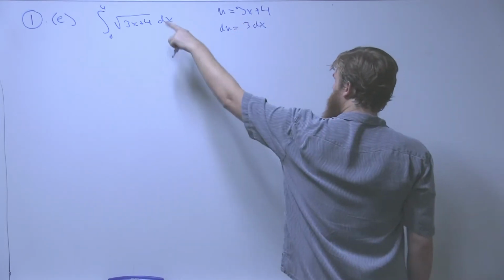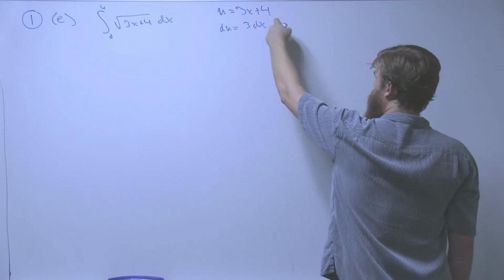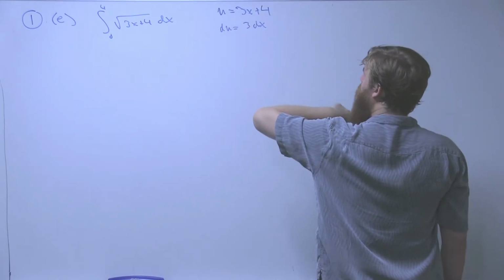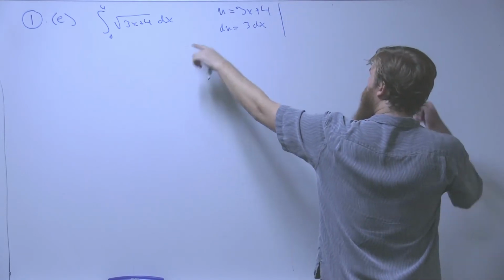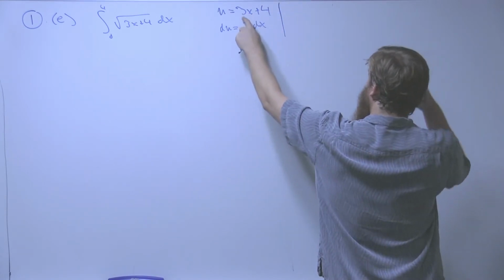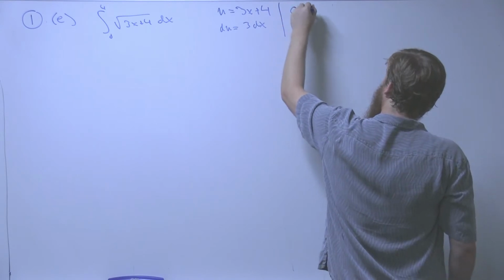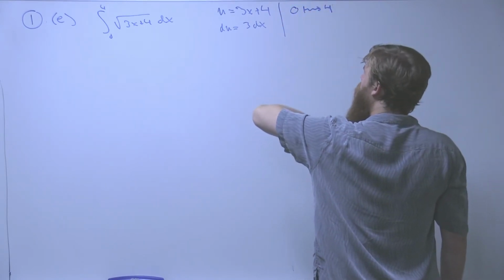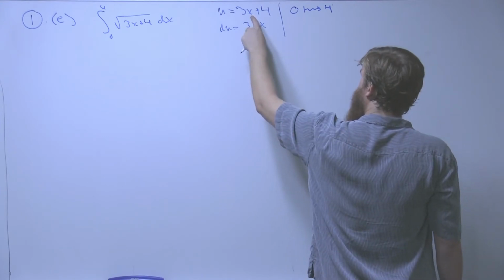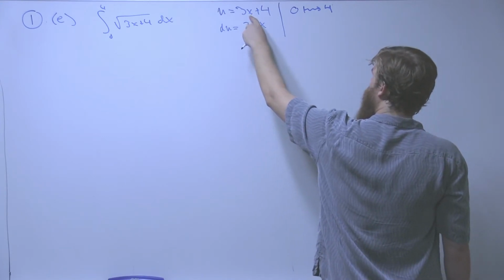Our limits of integration are going to change because we're making a substitution in a definite integral. We've talked about that a few times now. So my old lower limit, 0: when x is 0, u is 3 times 0 plus 4, so 0 goes to 4. My old upper limit was 4, so when x is 4, u is 3 times 4 is 12 plus 4 is 16.